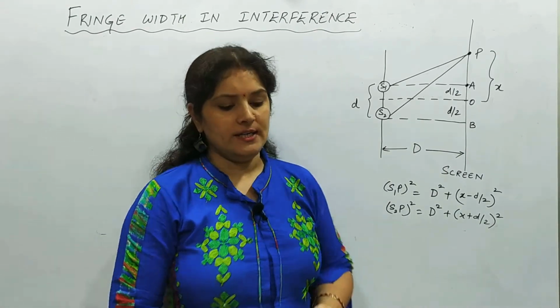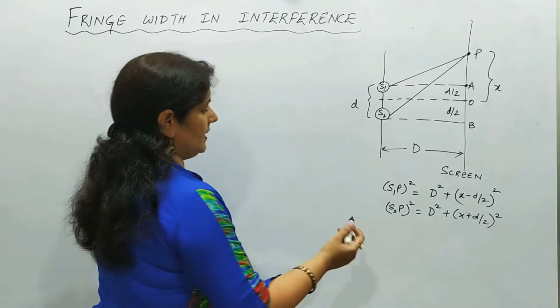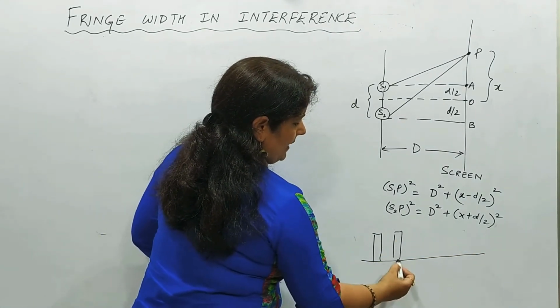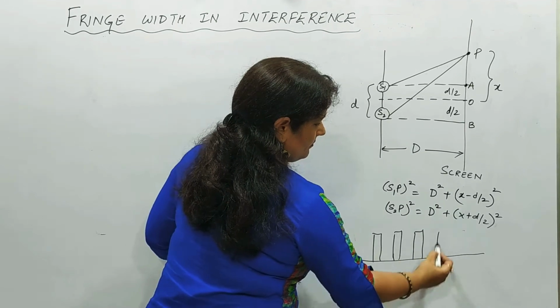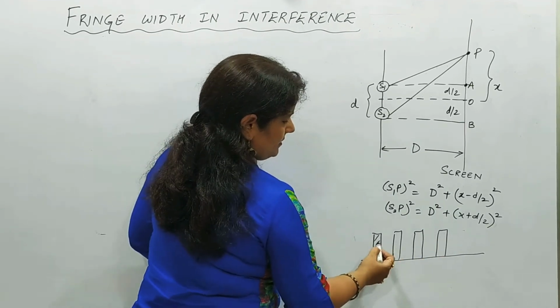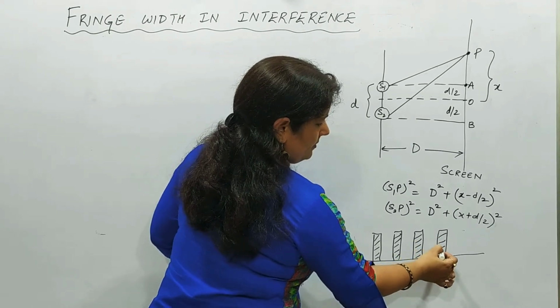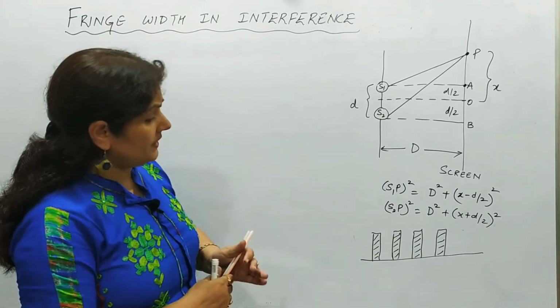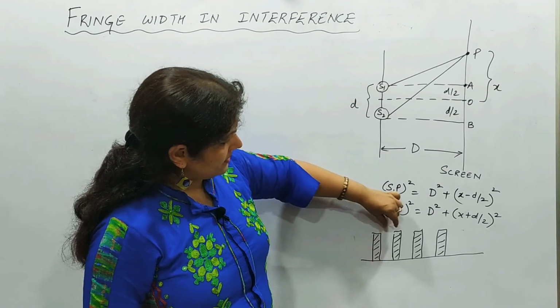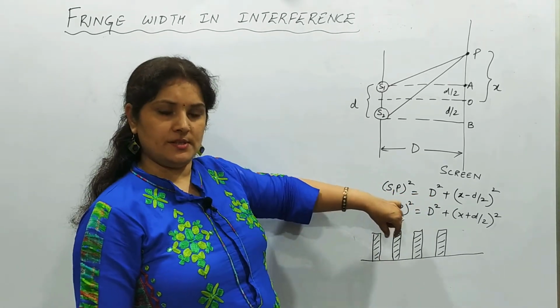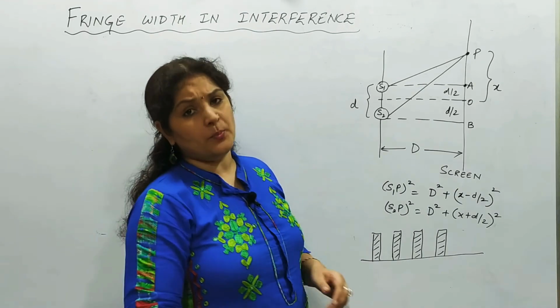We are getting a dark and a bright band. Right, say this is bright, this is dark, bright, dark, bright, dark, and bright, dark. Now we need to find what is the width of all the bright fringes and what is the width of all the dark fringes. Right, for this we have taken a simpler diagram.